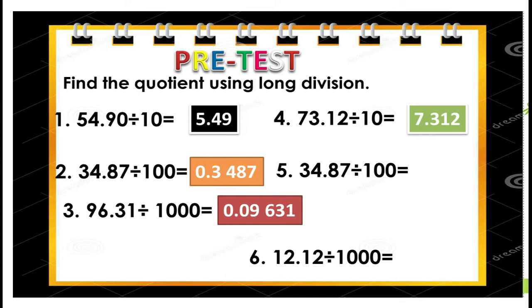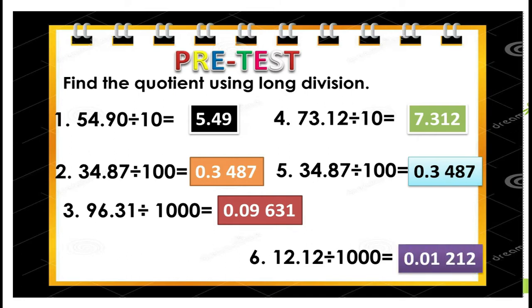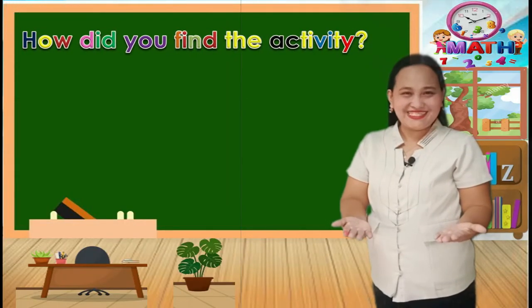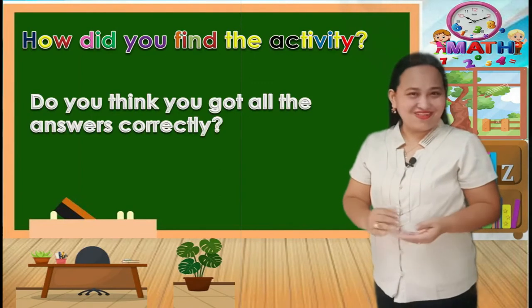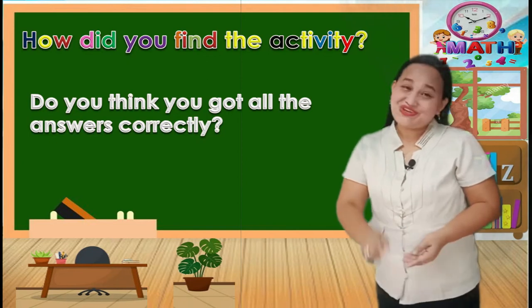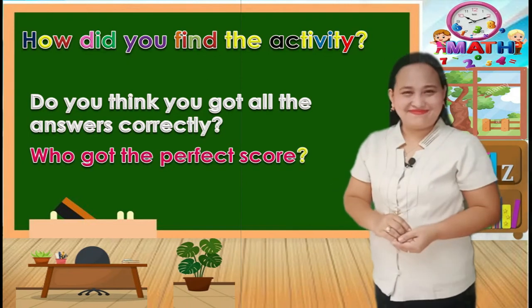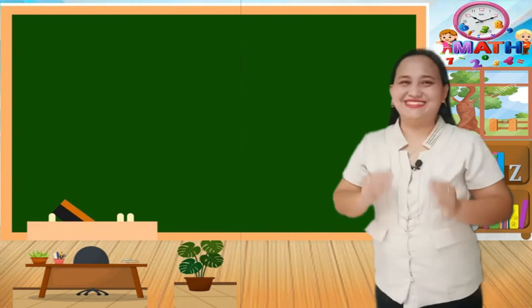For number 5, 34 and 87 hundredths divided by 100 equals 3,487 ten-thousandths. For number 6, the answer is 1,212 hundred-thousandths. How did you find the activity? Do you think you got all the answers correctly? Who got the perfect score? Very good!